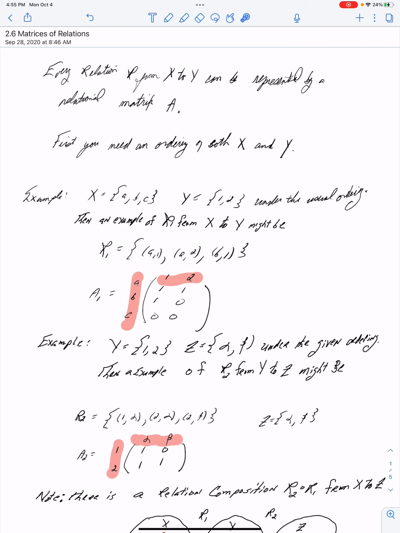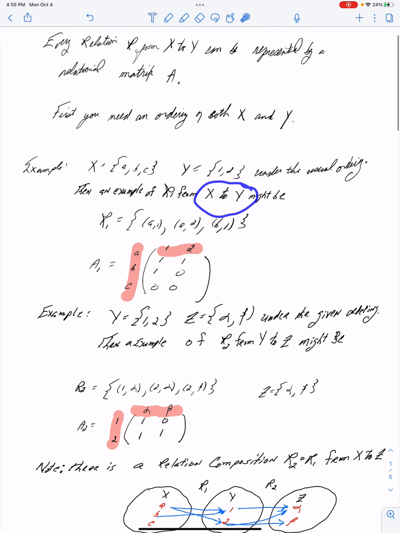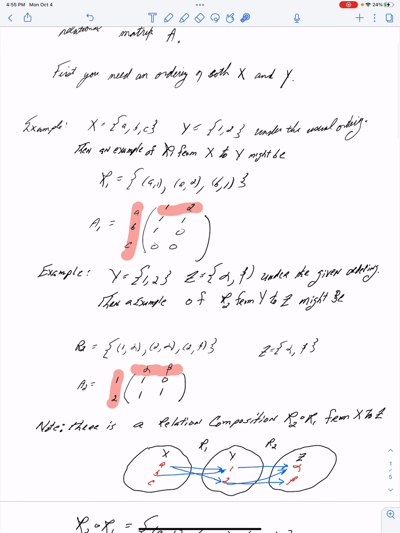So in the following example, I'm going to let R1 go from X to Y, and X is going to be the set {A, B, C}, and Y is going to be the set {1, 2}. And the relation that I'm going to make up simply sends A to 1, A to 2, and B to 1. Certainly, that is a relation going from X to Y. How do I represent it by a matrix?